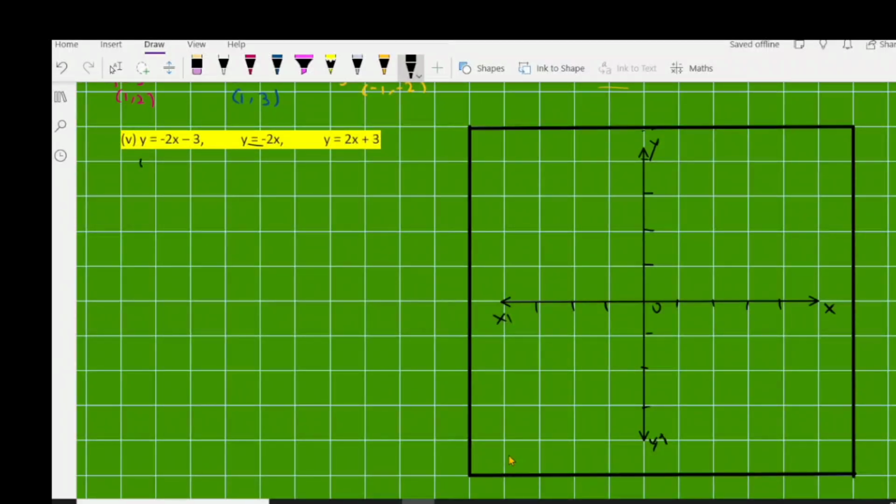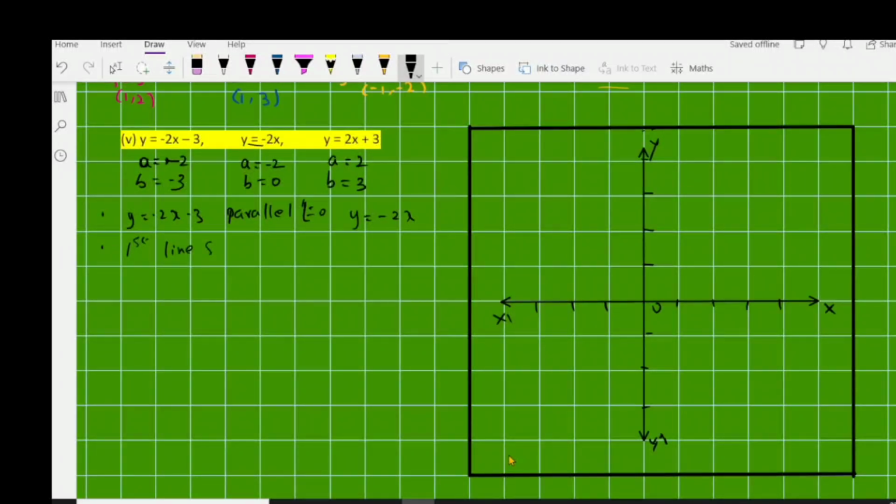First line, A is minus 2, B minus 3. Second line, A minus 2, B 0. For the third line, A is plus 2, B is plus 3. So first two lines are parallel to each other. First line and second line, y is equal to minus 2x minus 3, parallel to y is equal to minus 2x. That is the first observation. Second line passes through the origin.